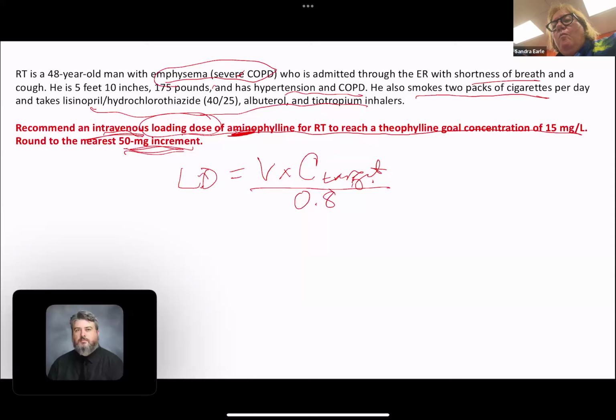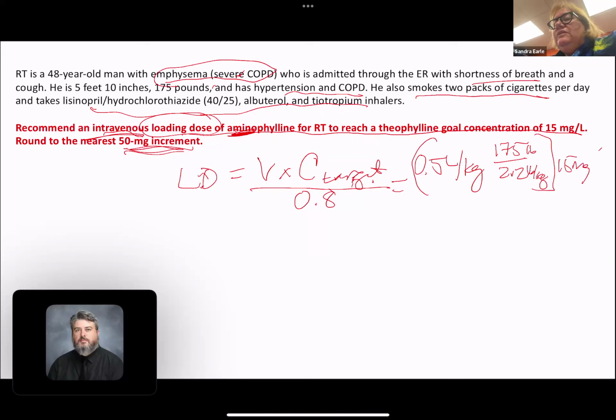You guys good with that? I'm kind of skipping steps, but hopefully we're good with that. So 175 pounds, divided by 2.2 pounds per kilogram, will get us to kilograms. So that'll give us our volume, and our target is 15 milligrams per liter. We're going to divide that whole mess by 0.8.